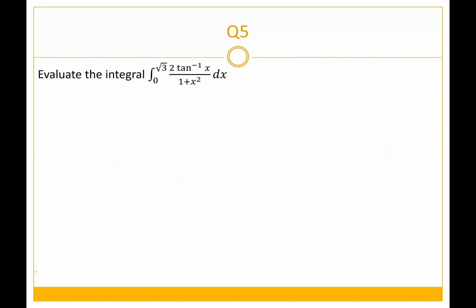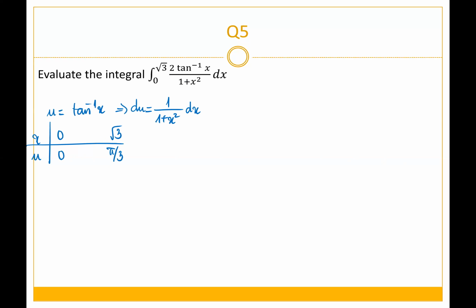Question 5: evaluate the integral from 0 to square root of 3 of 2 inverse tangent x over 1 plus x squared dx. This is going to be a very quick u-substitution, where u equals inverse tangent x. If you do the change of variable, instead of putting everything in x, you have to change it from x to u. Here I have du equals 1 over 1 plus x squared dx. Inverse tangent of 0 gives u equals 0, and inverse tangent of square root of 3 is pi over 3.